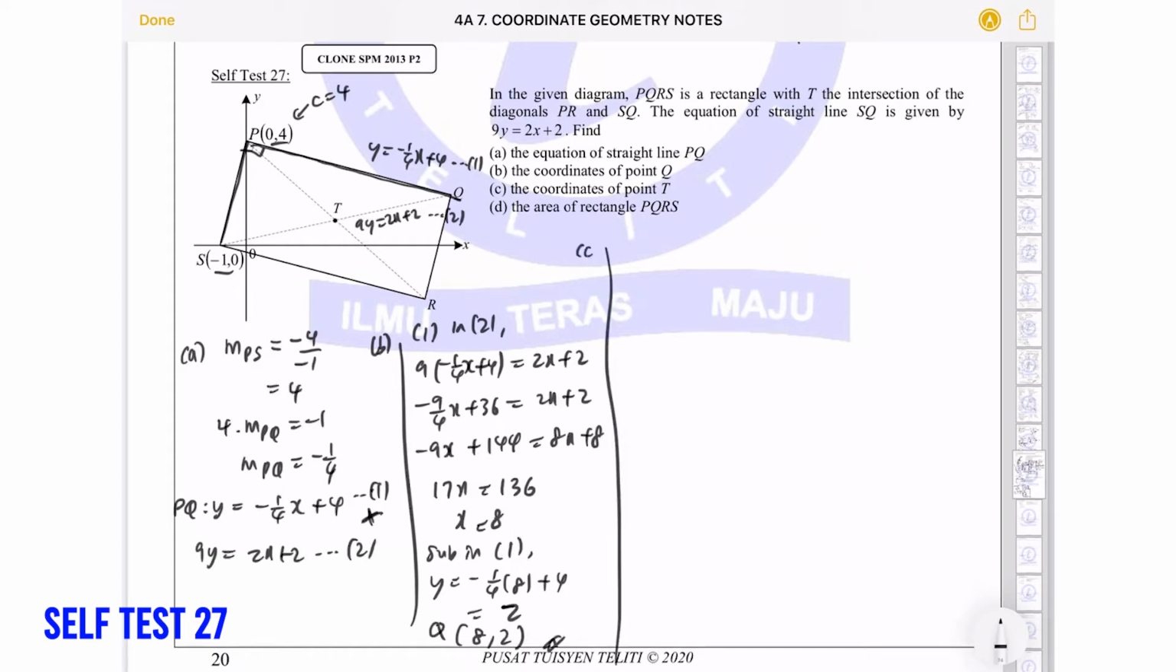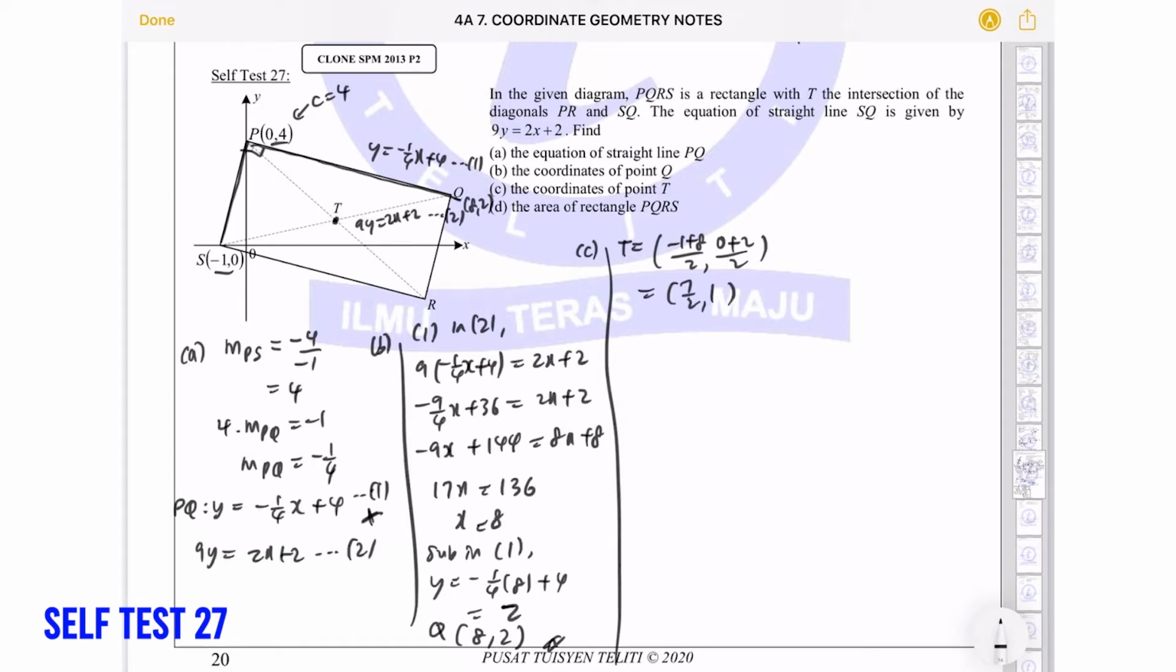Okay. Next, C. How do you find the coordinates of point T? Okay. Now T is the intersecting point between these two diagonals. So we already know Q is (8, 2). We already know S is (-1, 0). We can find T. So T is the midpoint of these two. So (-1 plus 8)/2, (0 plus 2)/2. Answer (7/2, 1). Okay, all right.